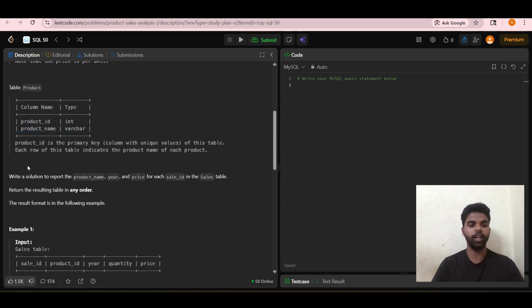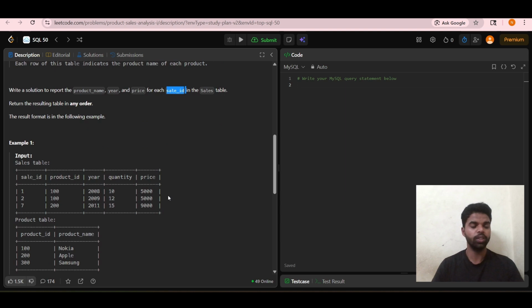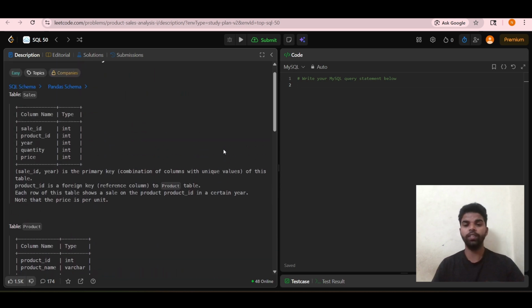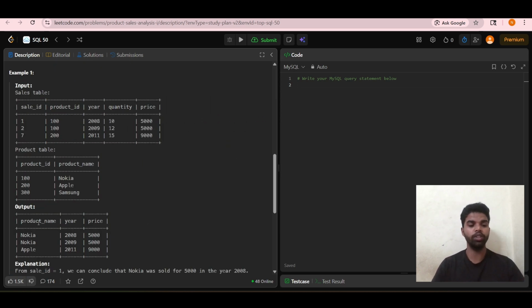So what's our task? Our task is to write a solution to report the product name, year, and price for each sales ID in the Sales table. Here is an example. We have to print this table with the help of the Sales table and Product table. We have the same product ID in both tables. So with the help of a join, we solve this question. We want to print product name, year, and price.